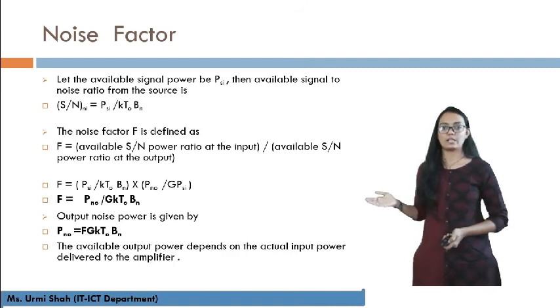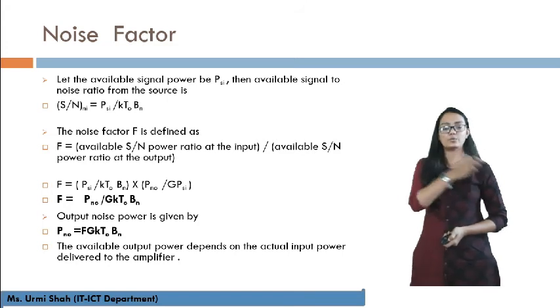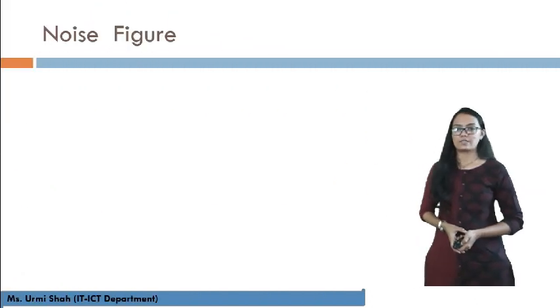So this is the formulation of noise bandwidth, which actually depends on input power delivered to the amplifier. So that is your output power. Noise factor is the factor which decides the amount of noise introduced from input to output side. So this is the noise factor.